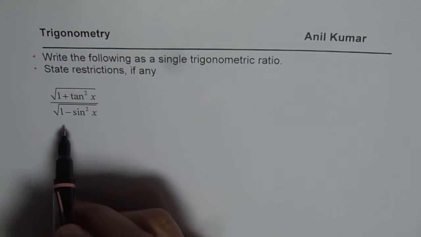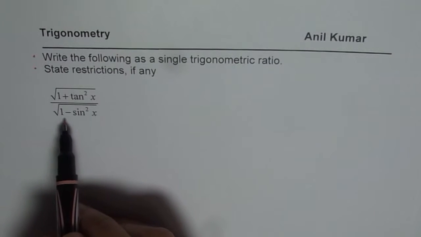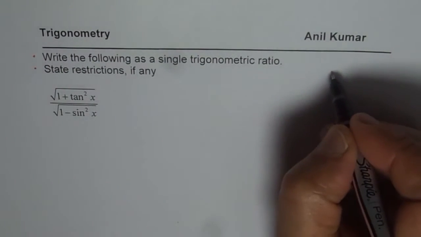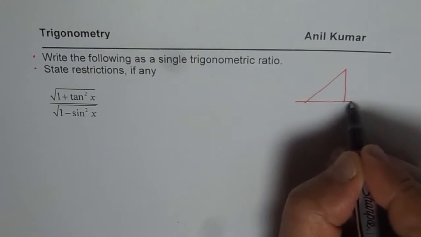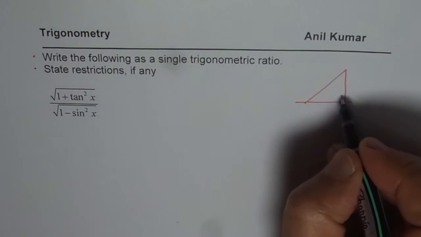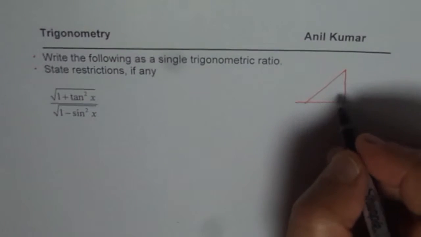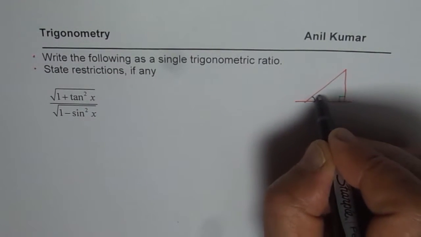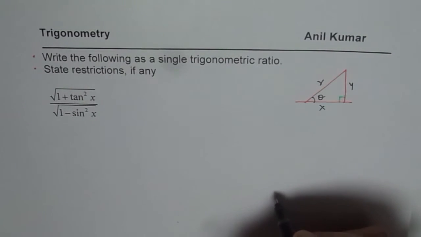The expression given to us is square root of 1 plus tan square x divided by square root of 1 minus sine square x. Now before we begin, let me derive the Pythagorean identities and we'll begin from there. So let us take this as our very basic model from where we can move forward. So let us say that is the right triangle where the angle given to us is theta, for example, and in the right triangle we have one side as y, the other as x, and this one is r.